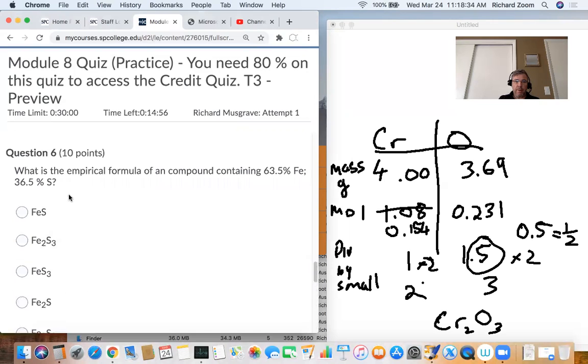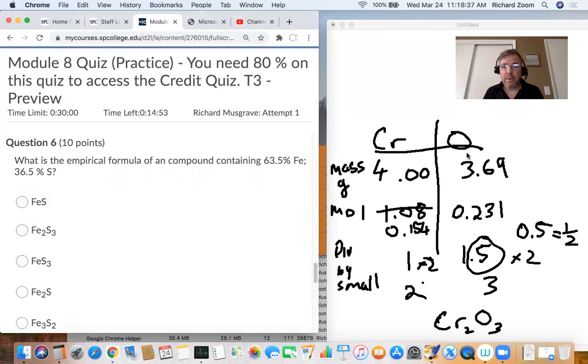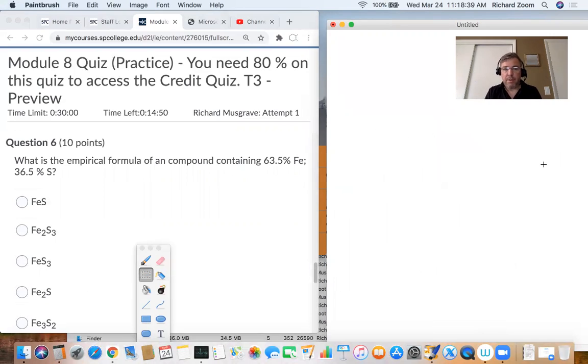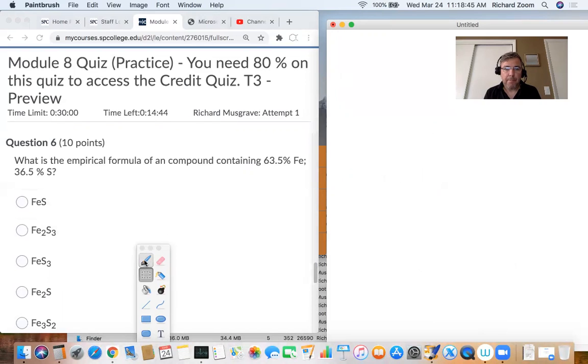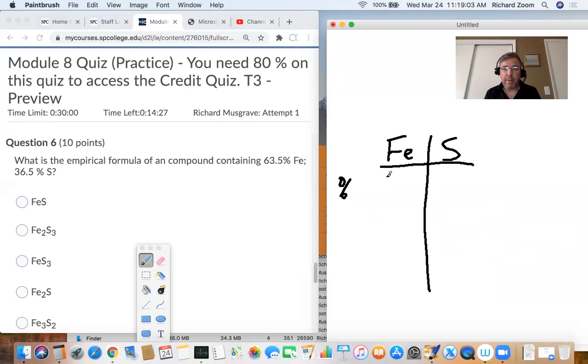Okay, so let's look at number 6 here, the empirical formula containing percentages. Well, those aren't very much different than what we've just been doing. We've got Fe and we've got S. And we look at the percentage first, and the percentage is actually going to be the number of grams if we had 100 grams. So we just assume we have 100 grams of compound, so grams will be the same as the percentage.